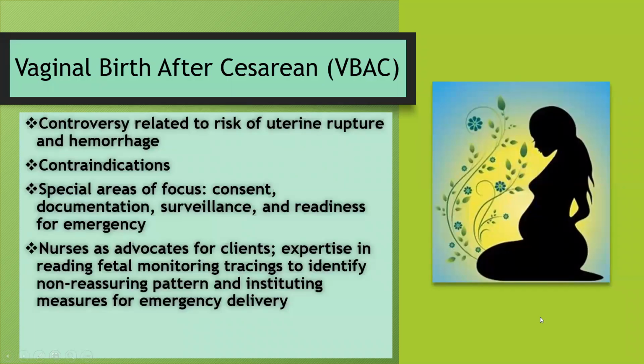And then vaginal birth after cesarean, there's a lot of controversy related to the risk of uterine rupture. There are some contraindications to having a vaginal birth after cesarean. Nurses really need to be working and acting as advocates for these patients, and they need to have expertise in reading that fetal monitor and looking for the non-reassuring fetal heart tones. And we have seen the pendulum go back and forth in vaginal birth after cesarean, with women that are wanting them and women that aren't wanting them, and providers that are willing to do this for a patient.